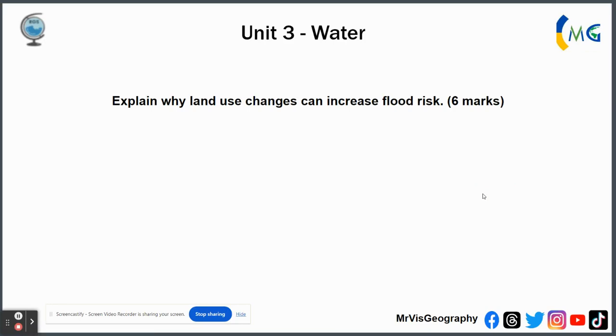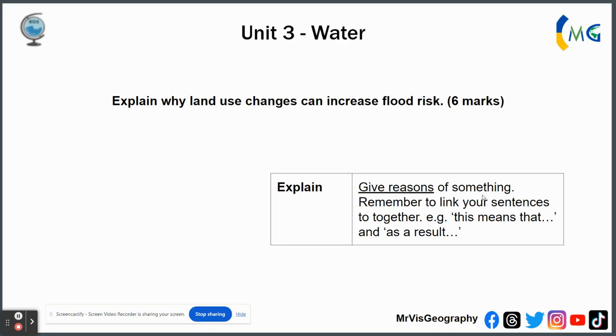For the 6-mark question, explain why land use change can increase flood risk. The key thing to understand there, and using our literacy and maths, is the fact that when you explain something, you have to give a reason for something. You have to remember to use sentence starters like this means that, as a result, furthermore, etc.